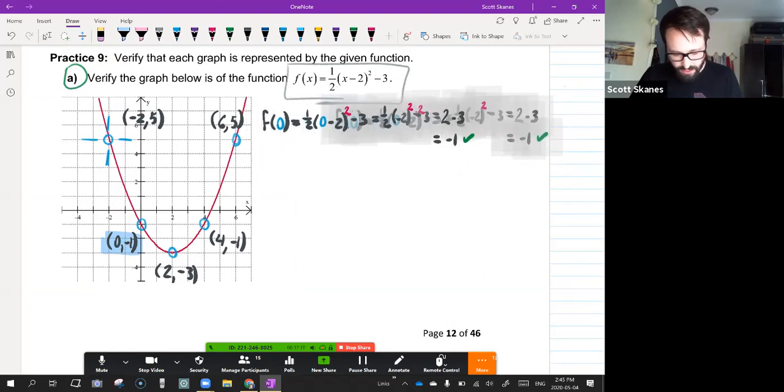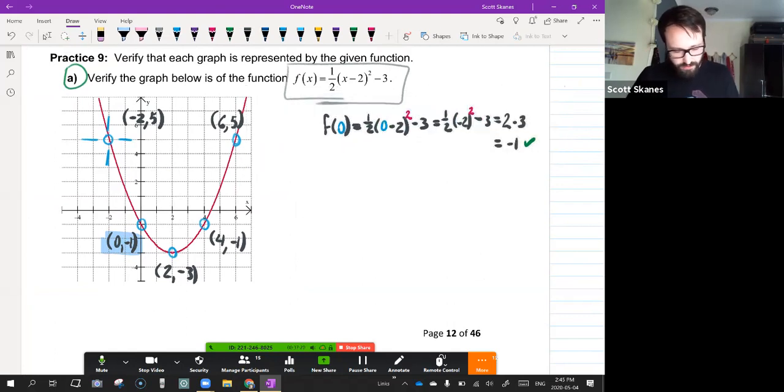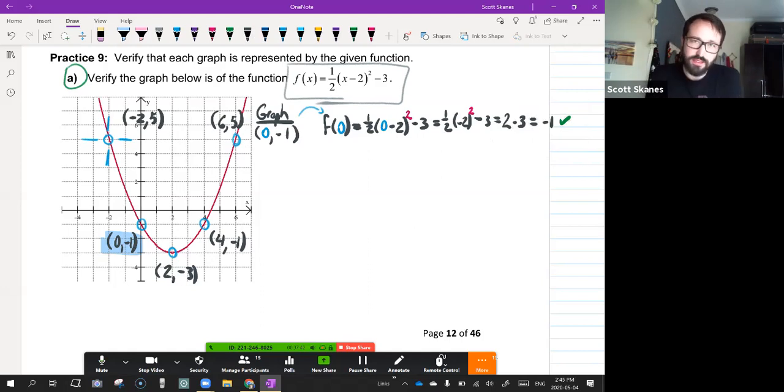I'm going to squish this down because I want to show you exactly what I'm taking off the graph. So from the graph, I'm checking the point 0 and negative 1. The 0 is the one I care about here, which I'm putting into the function. I got back negative 1. That's an excellent thing. That means I actually got what I'm looking for. Now, which should be the next point that I check?